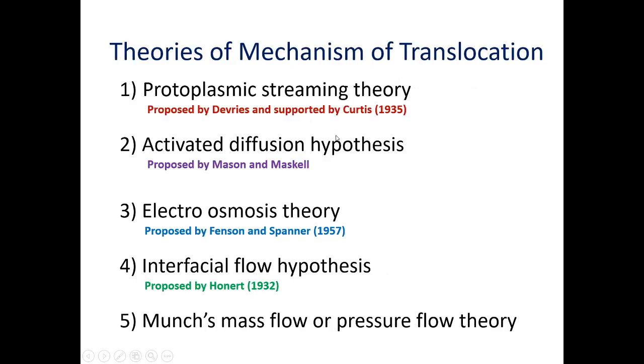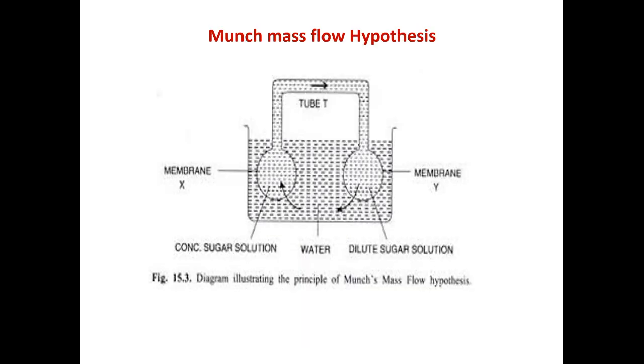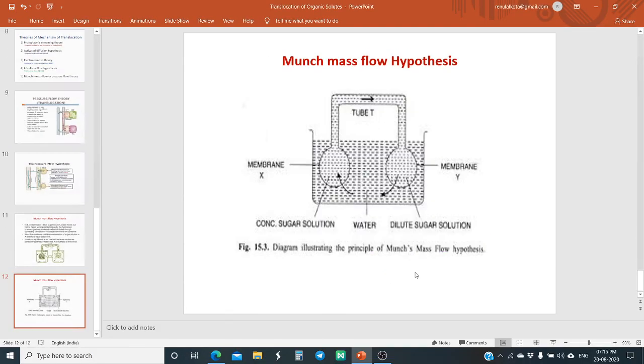Okay, and the different theories which explain the translocation mechanism are the protoplasmic streaming theory, activated diffusion hypothesis, electroosmosis theory, interfacial flow hypothesis, and Munch's mass flow or pressure flow theory. Most of the scientists go with this mass flow or pressure flow hypothesis. Okay, they accepted it. So this is about today's lesson, and thank you.